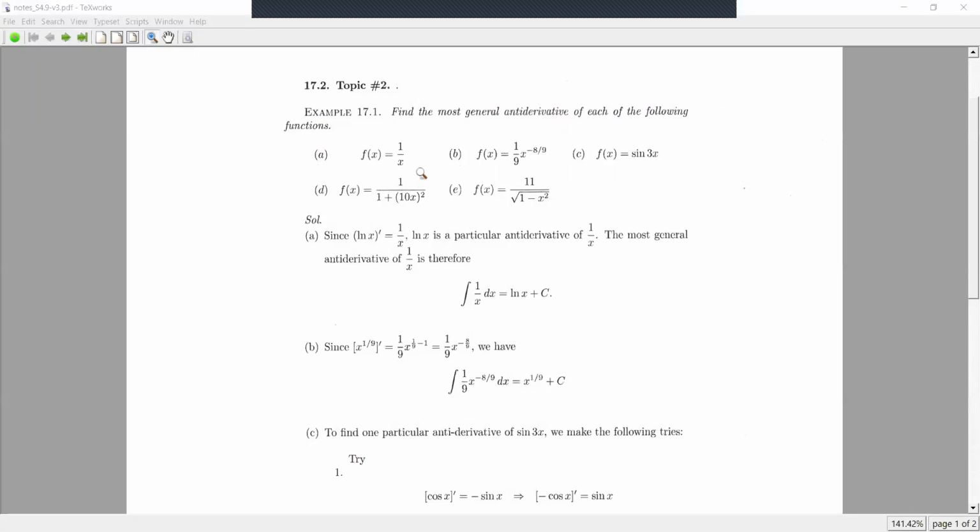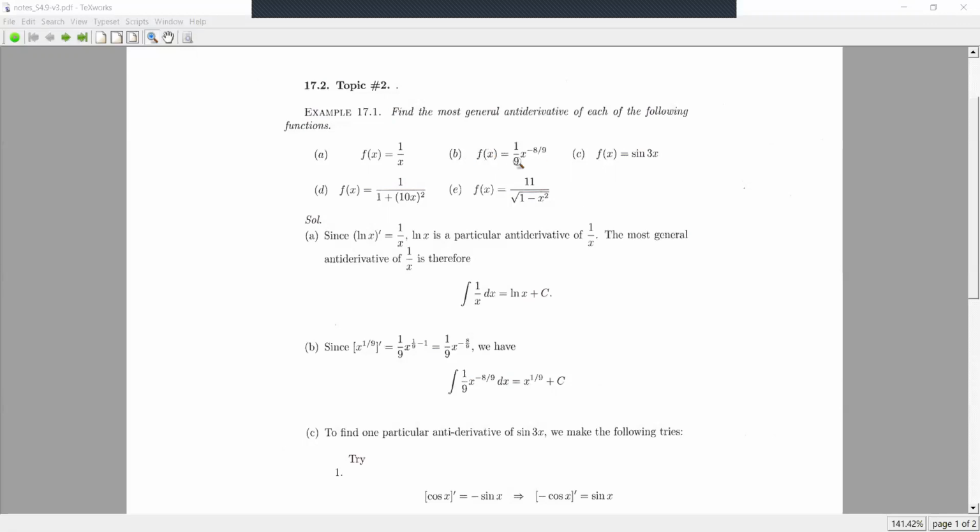Part A, find the most general antiderivative of 1 over x. That is, we need to compute this integral. For 1 over x, one particular antiderivative is natural log. The derivative of natural log is 1 over x. Therefore, this integral is natural log of x plus arbitrary number C.